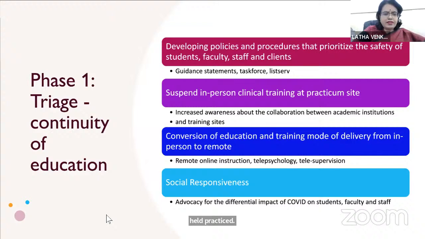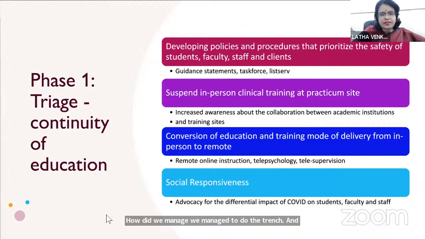And there was phase one of the pandemic. How did we manage? We managed to do the triage, and amid the crisis, we continued the educational process. The teaching learning process was never given a stop. We tried to continue our activities. So how was it managed? By developing the policies and procedures that prioritize the safety of the students, faculty, staff, and the patients.